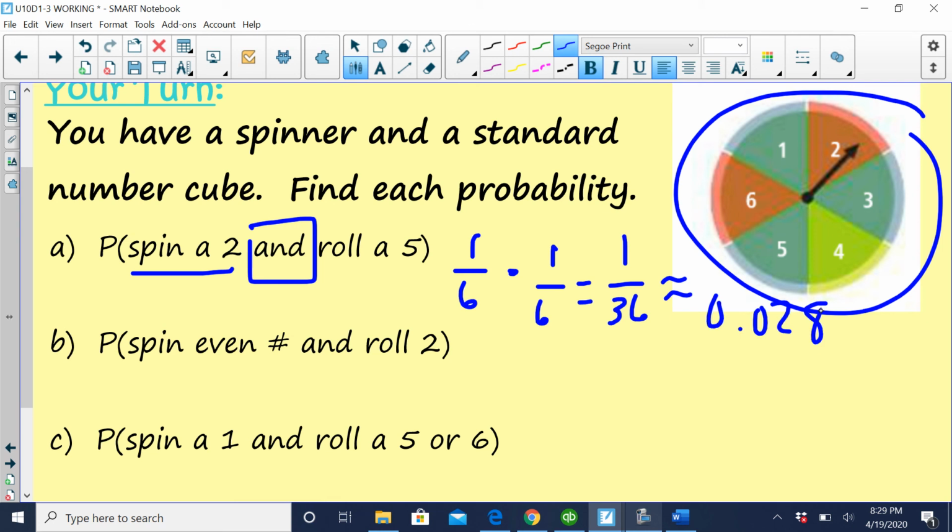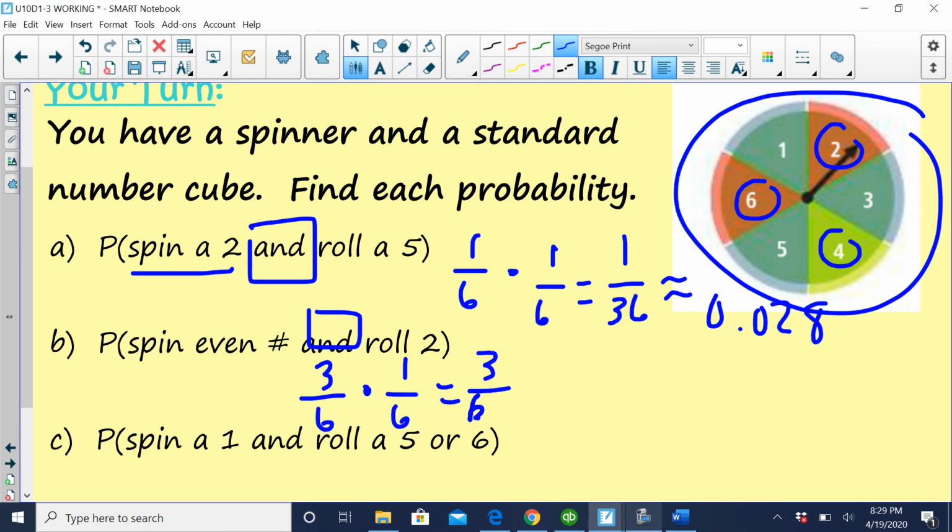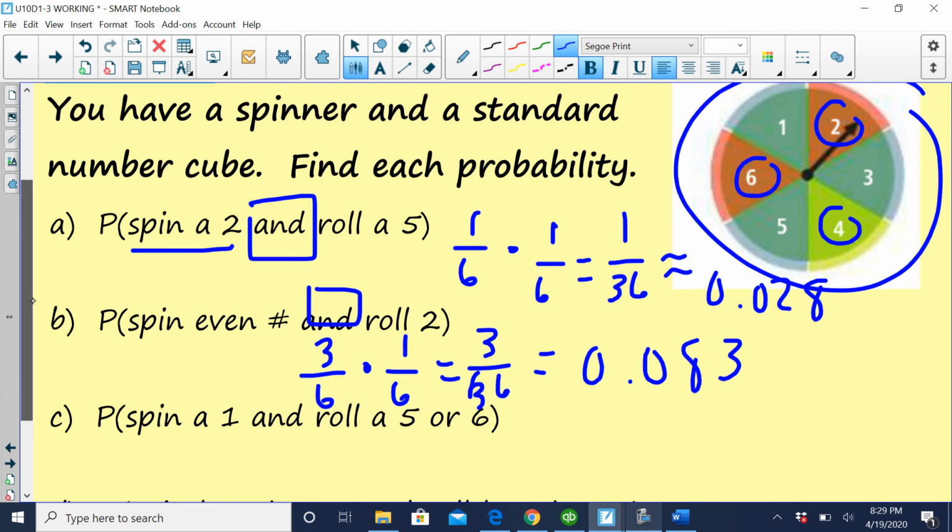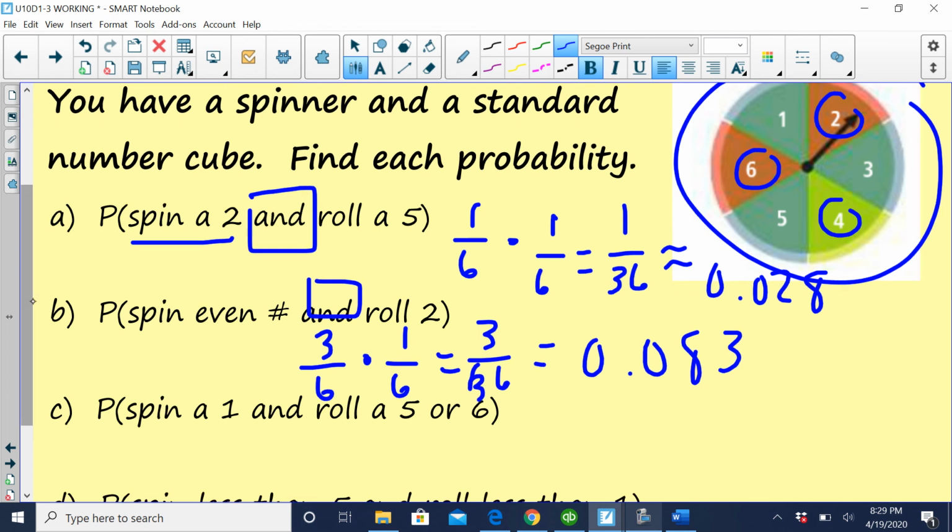Next one, what's the probability that I spin an even number? Okay, how many are evens on here? Well, the 2, the 4, and the 6. So how many outcomes is that? That would be 3 out of 6. It says and means I need to multiply. And then I roll a 2. Well, how many 2s are on my standard number cube? 1 out of 6. Okay, when I multiply, 3 times 1 gives me 3. 6 times 6 gives me 36. And when I go 3 out of 36, I end up with 0.083.